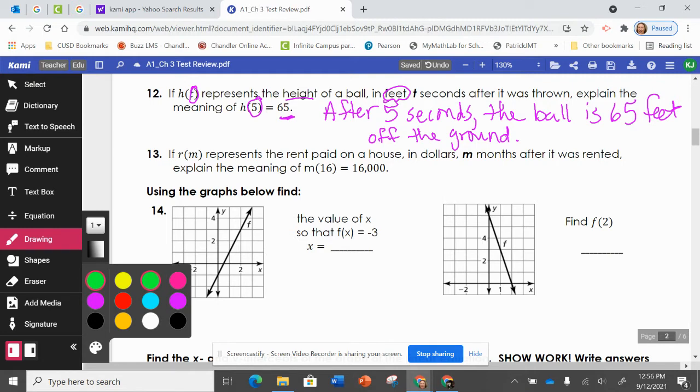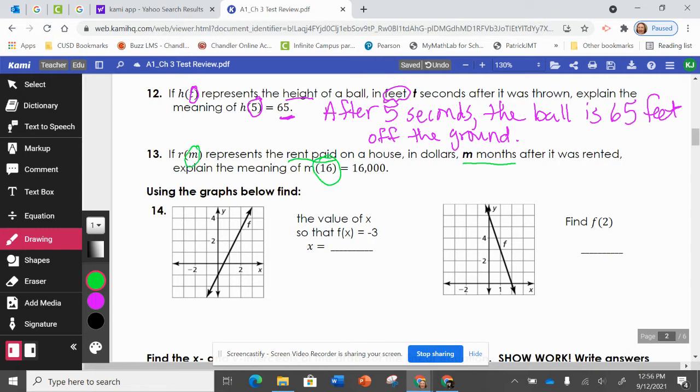So for 13, we have R is the rent paid in dollars, M months after it was rented. Since M is in the parentheses, the 16 in the parentheses is M. So after 16 months, we have paid $16,000. And notice I put the dollars here because it's saying that that unit is dollars.